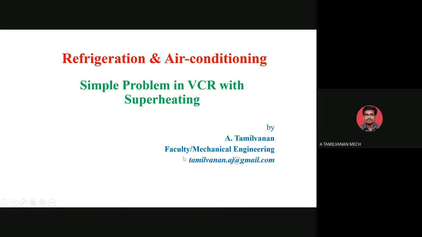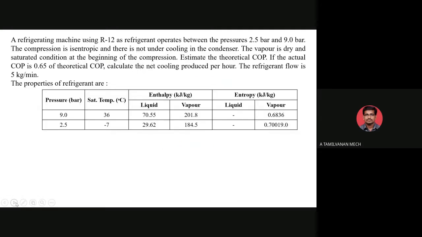Today we are going to discuss the problem on simple vapor compression refrigeration with superheating. Let me discuss the problem. A refrigeration machine using R12 as a refrigerant operates between the pressure limits of 2.5 bar and 9 bar.